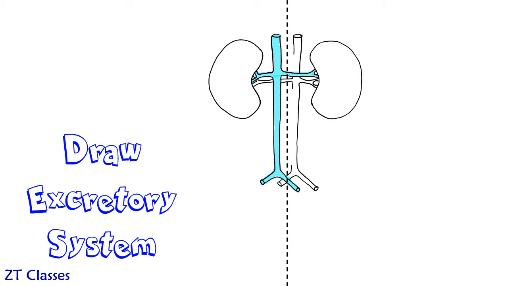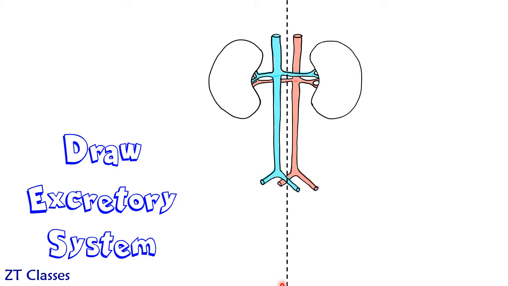So these small branches which are drawn, these are your renal veins, and these are your renal arteries. So artery we denote by red color, so let's color it.